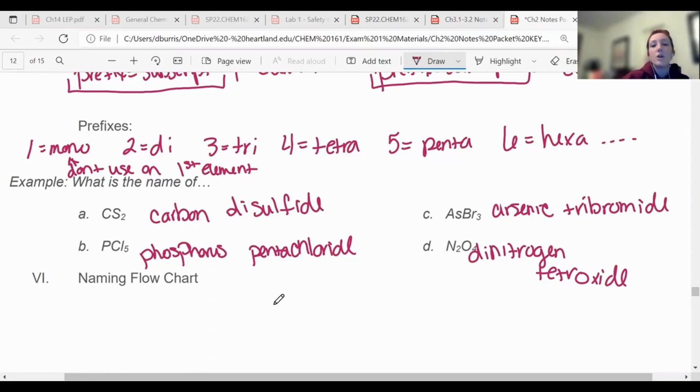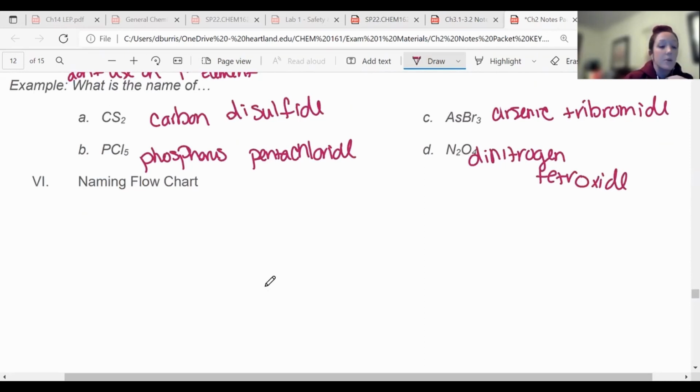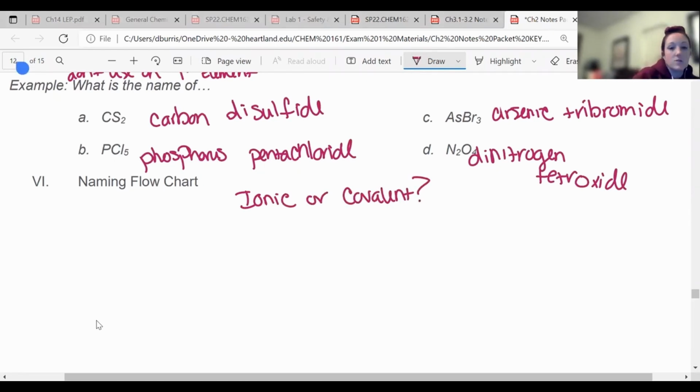So we're going to go over the naming rules again. We're going to do a naming flow chart. Remember, the first thing you have to do before you try to name something is figure out, is it ionic or is it covalent? Is it a metal and a non-metal or polyatomic ion, or is it two non-metals? That's really important to be able to identify.